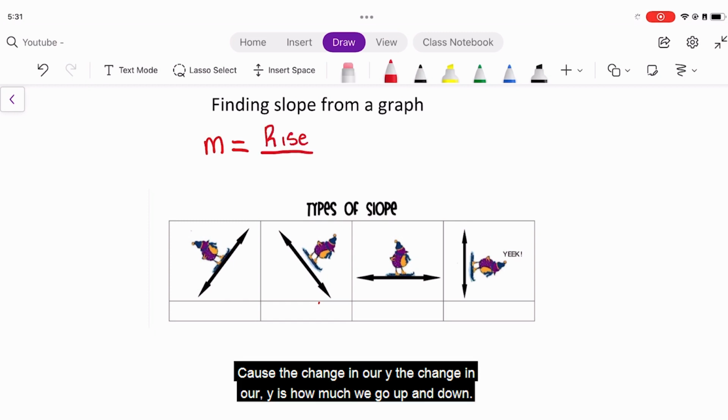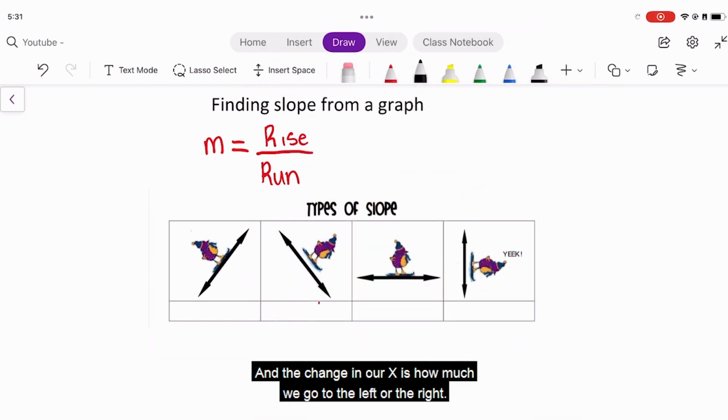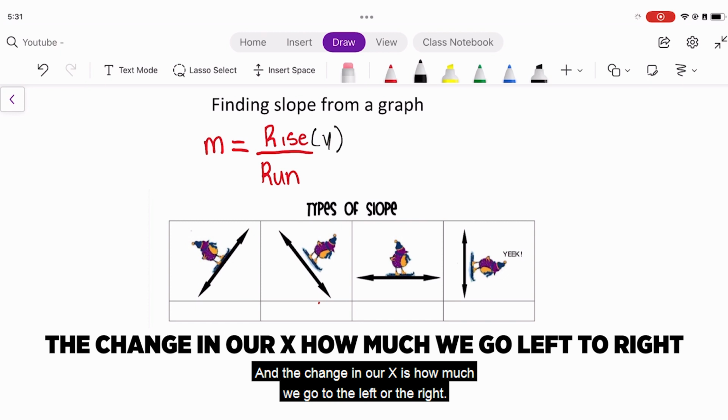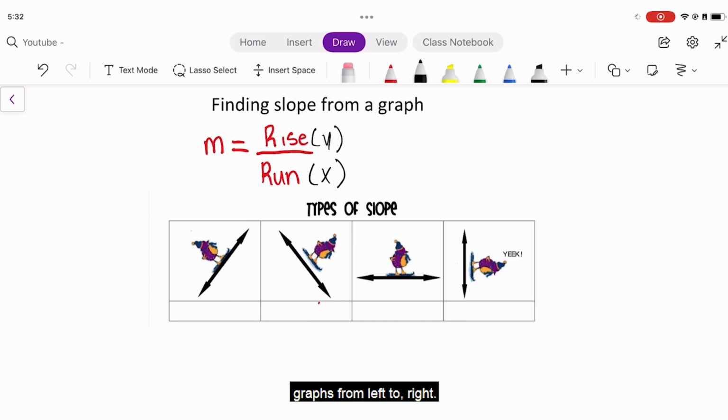Because the change in our y is how much we go up and down, and the change in our x is how much we go to the left or the right. And after we understand rise over run, we have to know that there are 4 different types of slope. And I'm gonna go through each of them so that you guys could understand. But before we do that, remember that we read or look at graphs from left to right, okay? We read it in the same fashion we read a book.